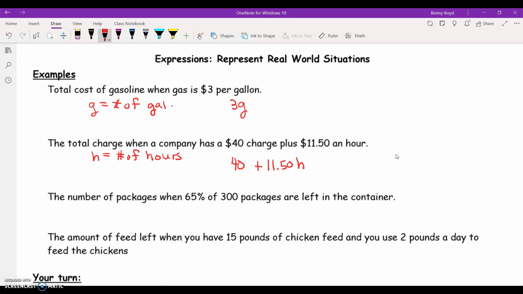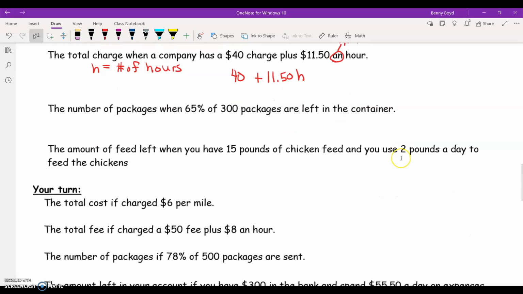One big hint is whenever we have $3 per gallon or $11 an hour, we could also write per. Big hint is that's usually what we're going to multiply our variable by. Okay? But you do have to use some logic in these problems too.